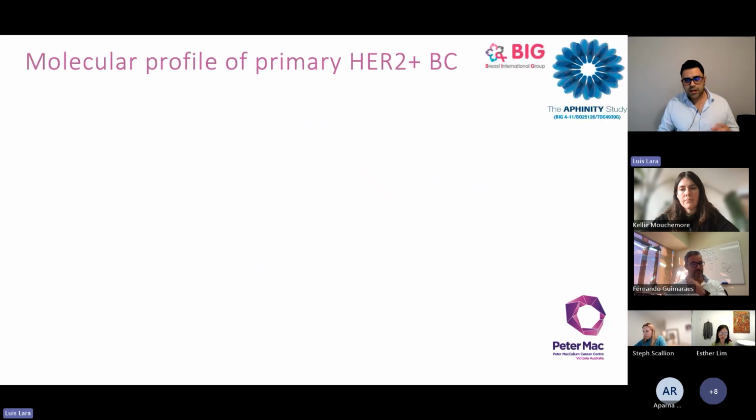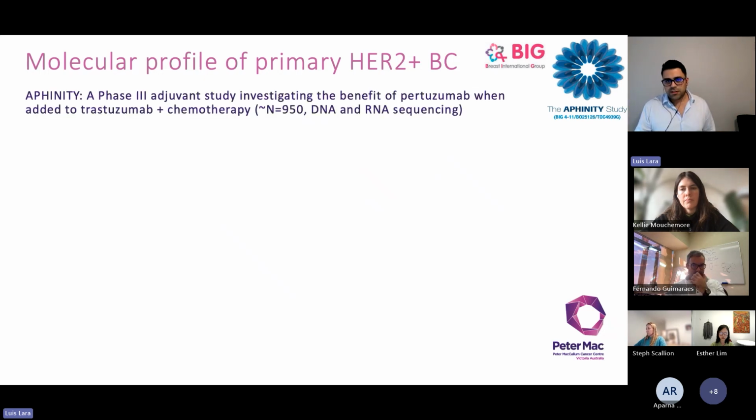So what is the landscape, genomically speaking, of primary tumors that are HER2-positive? And for that, I'll bring the APHINITY trial that I did some analysis on. The APHINITY trial is a phase 3 adjuvant study investigating the benefit of pertuzumab with chemotherapy that enrolled 5,000 patients to this study. In here, we selected 950 patients for targeted DNA and RNA sequencing.